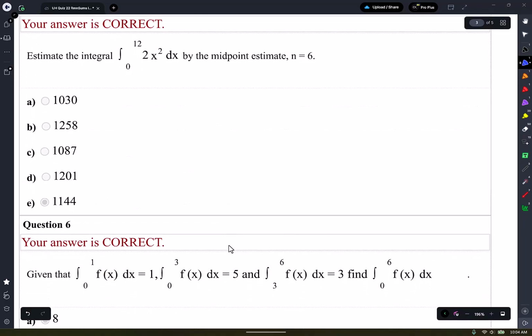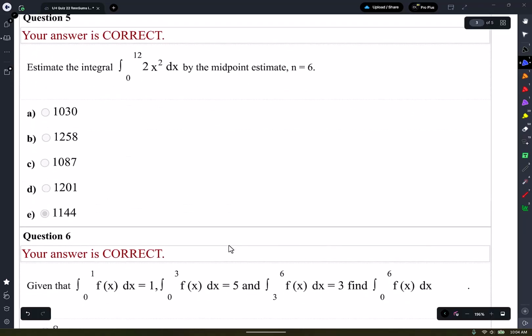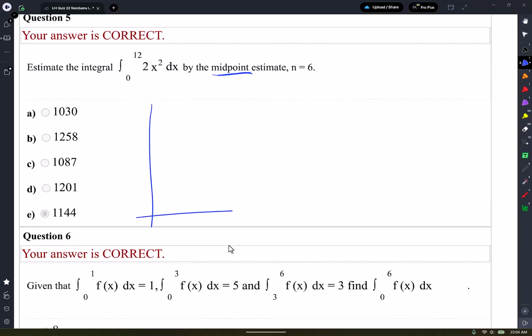All right, same thing on this one. By what? By midpoint. Here's my visual. It goes all the way to 12 again. So here's 12. Again, I have 6 rectangles. So I'm going to go again, the same thing.